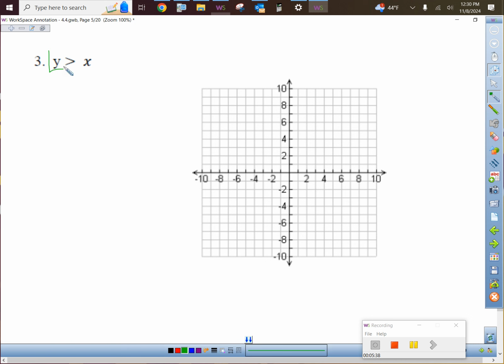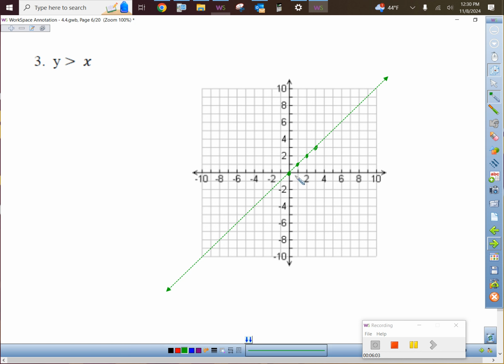Is y all by itself on one side of the symbol? What is the number in front of x? And then what is the y-intercept? 0, right? So we will start at 0, and then we will rise 1, run 1, rise 1, run 1, rise 1, run 1. It is time to connect the dots with a line, solid or dashed, maybe. Dashed, because there is no equal to bar.